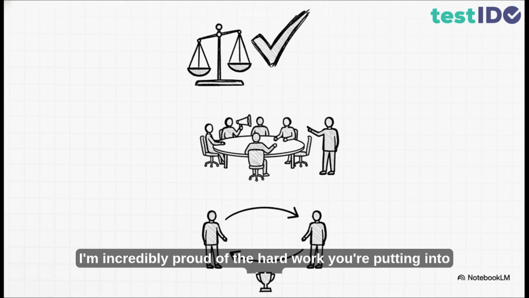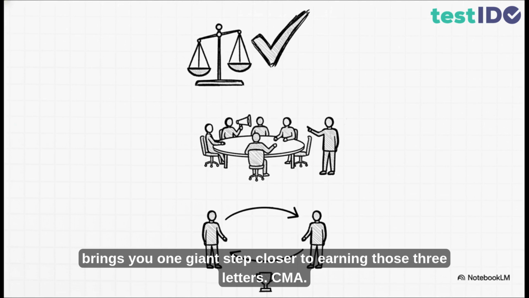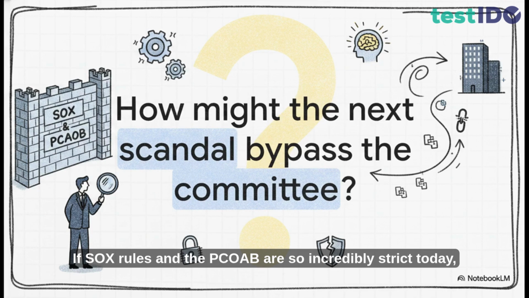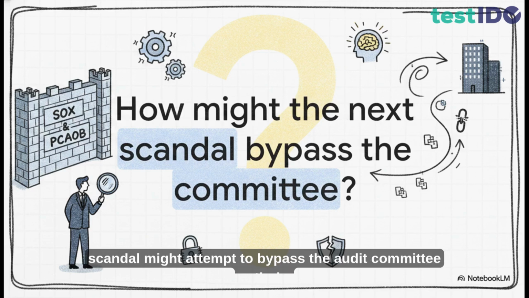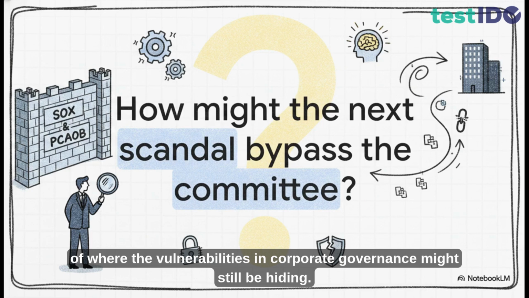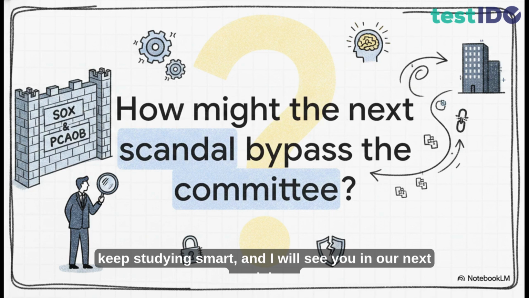I'm incredibly proud of the hard work you're putting into this. Mastering these specific concepts brings you one giant step closer to earning those 3 letters, CMA. But before we go, I want to leave you with a quick thought to chew on as you keep studying. If SOX rules and the PCAOB are so incredibly strict today, how do you think the next big corporate scandal might attempt to bypass the audit committee entirely? It's a fascinating thought experiment, and it really tests your understanding of where the vulnerabilities in corporate governance might still be hiding. Keep thinking critically, keep studying smart, and I will see you in our next explainer.